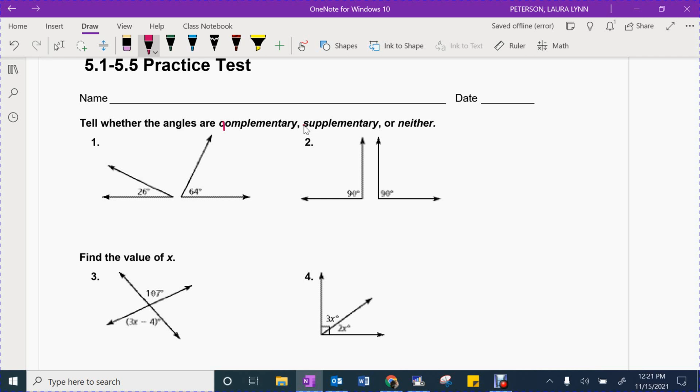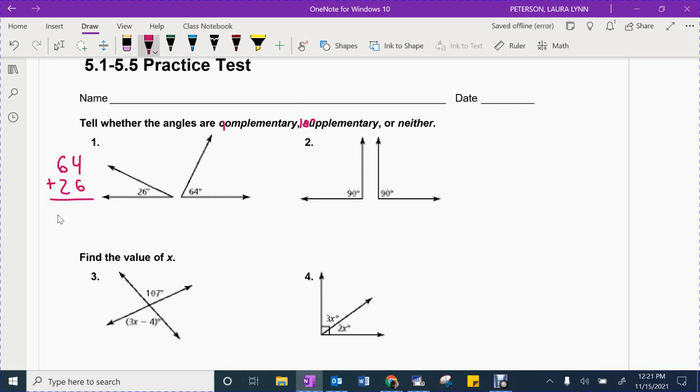One way I can make this a little memory trick is I can make an 8 out of the S in supplementary and just add a 1 in front. And I can kind of imagine my U becomes a 0. So all you have to do is add. So we will do 64 plus 26 and see what we get.